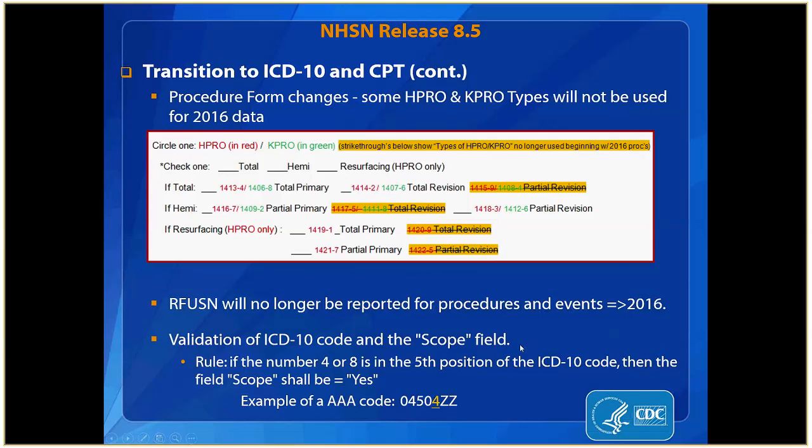There is a validation that will be occurring of ICD code and the scope field. So the rule is if the number 4 or 8 is in the 5th position of the ICD-10 code, then the field scope needs to be equal to yes. And in that example, you'll see that number 4 is highlighted in yellow. So it's in the 5th position. So we would expect that procedure to have the scope field equal to yes.